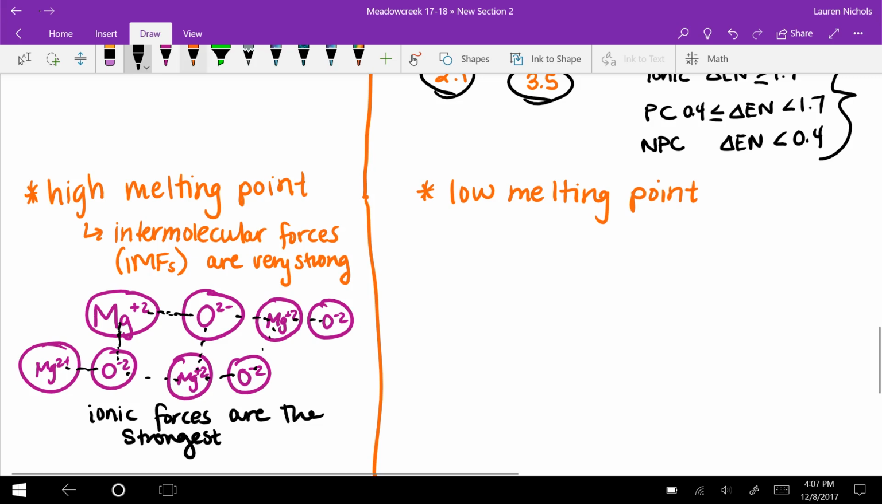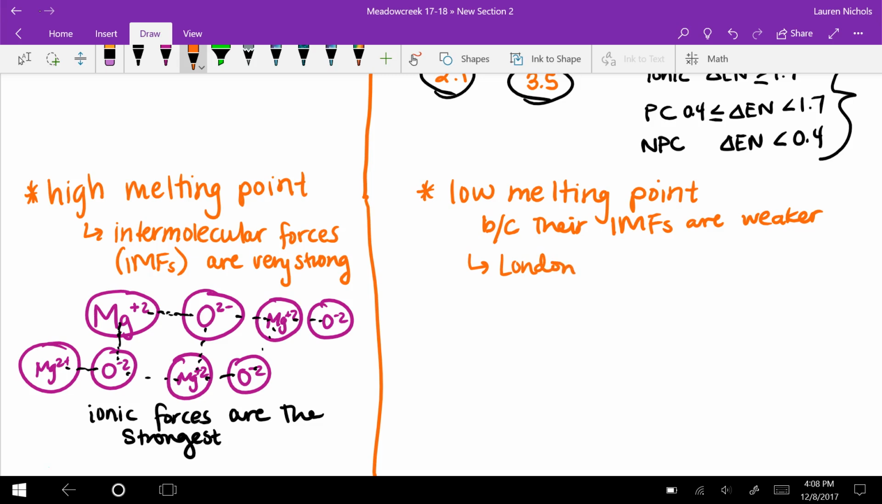And covalent compounds, as we are now used to, are going to be a little more complicated. They have lower melting points, and this is because their intermolecular forces are weaker. Okay, not to say that they are not strong, or they don't have strong characteristics, but in general they are weaker than ionic compounds. Now, there are three intermolecular forces that are really related to covalent compounds. The first one that we're going to talk about is London dispersion forces.